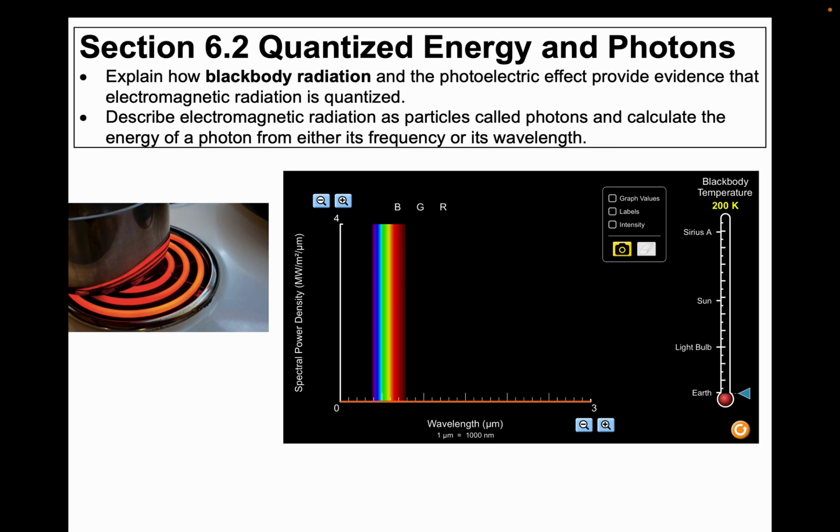Moving on to section 6.2. This involves quantized energy and photons. Two different experiments we want to consider here. The first is called the phenomenon of black body radiation. So what's going on here?